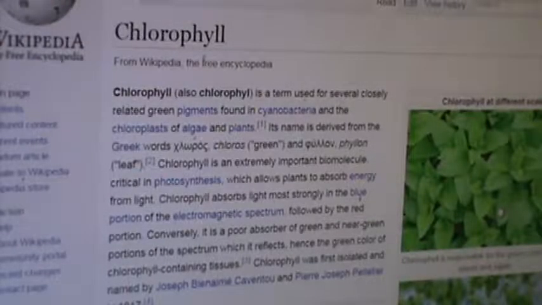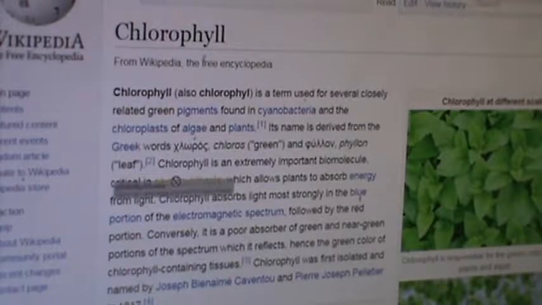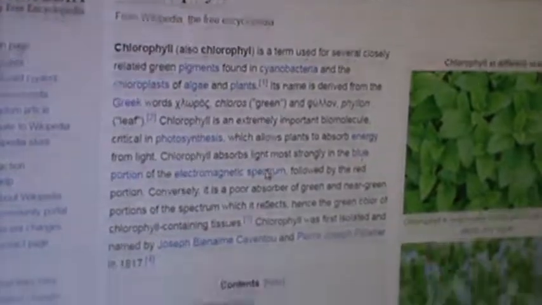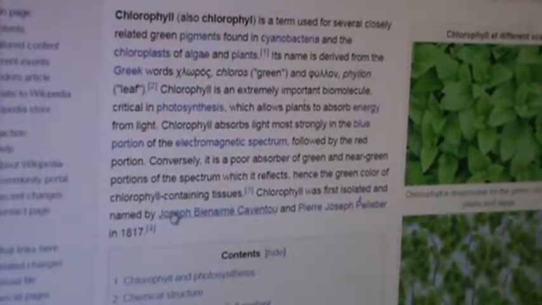Chlorophyll, for the green color of many plants. It doesn't matter if you miss the L at the end, you still get Father, because green leaf. And I've solved photosynthesis before. It was first isolated by Joseph.